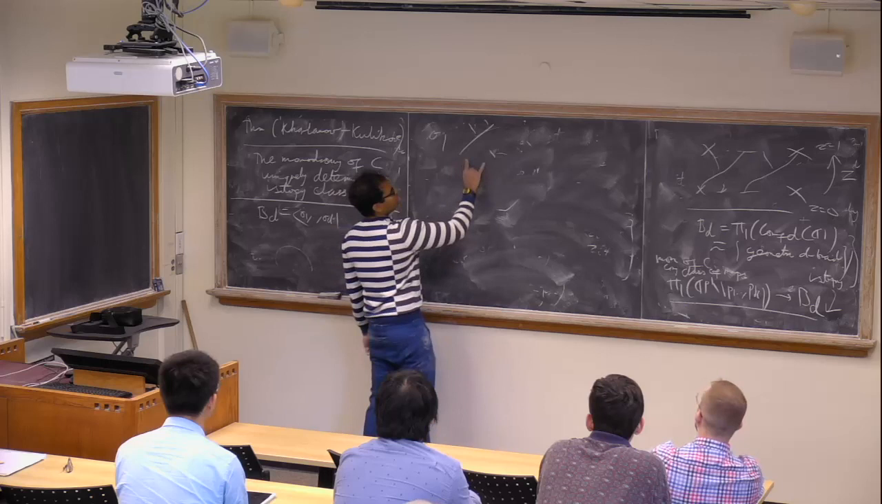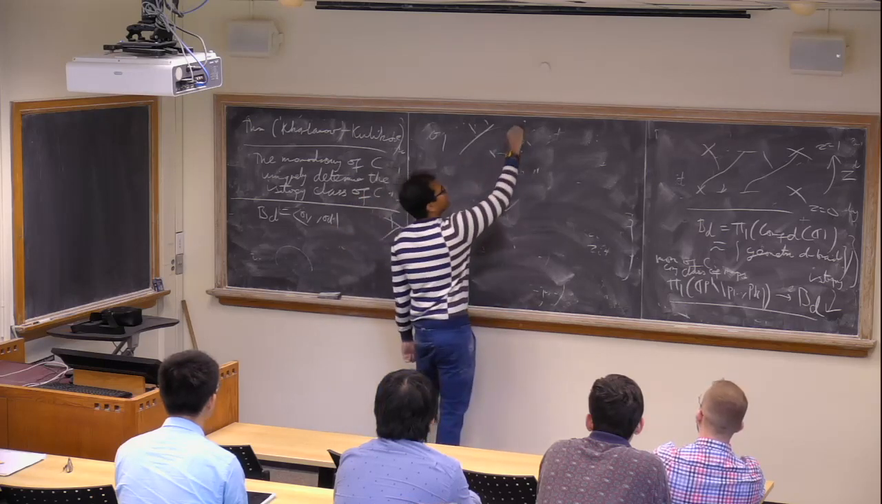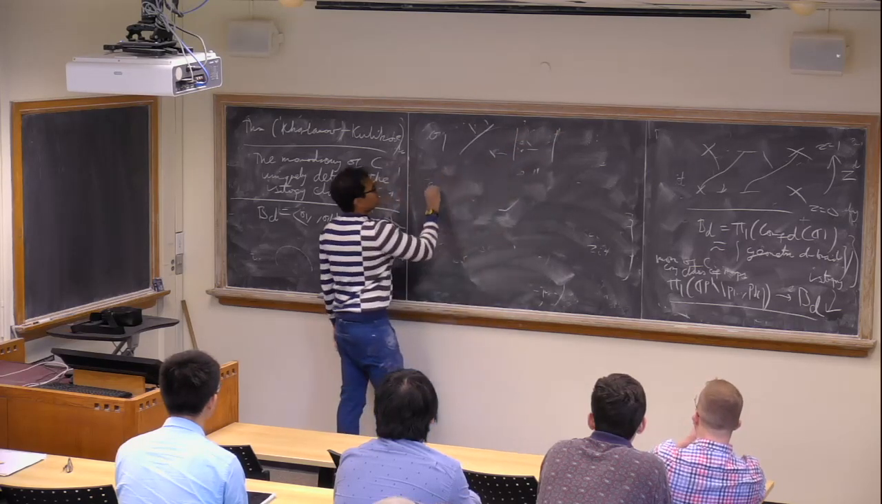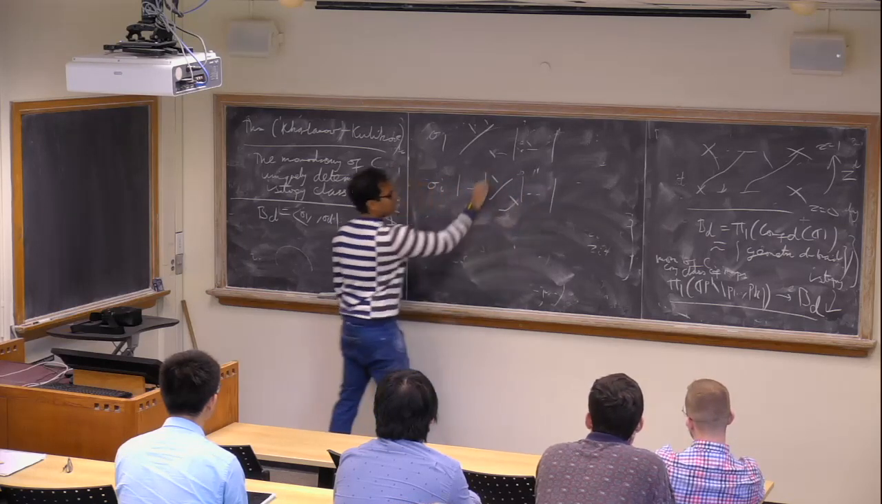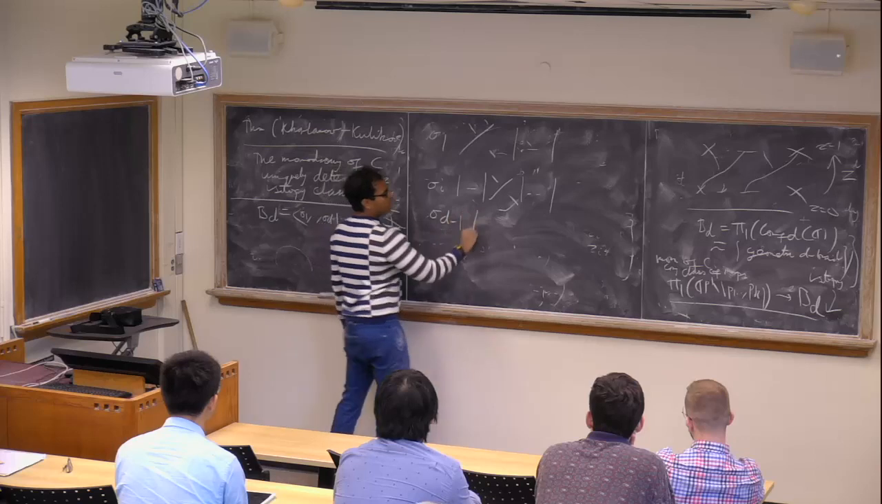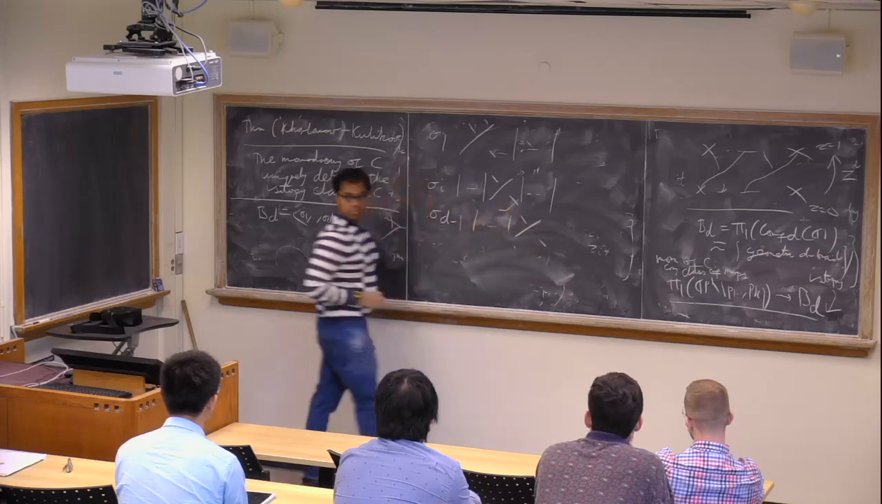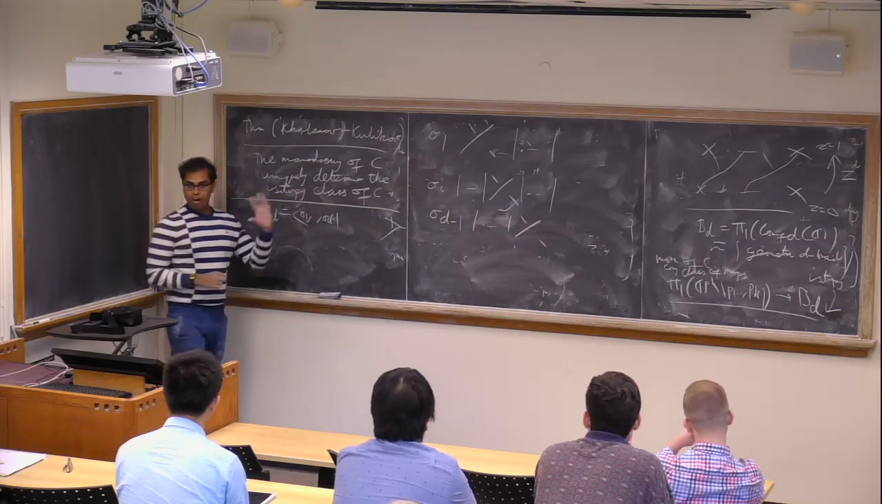So you take sigma 1 to be where the first 2 strands cross, and the remaining strands are vertical. And sigma i, you have the ith and (i+1)st strands cross, and the remaining strands are vertical. And sigma d minus 1, all the strands are vertical except the last 2 strands cross. Okay, so these are generators of B_d.